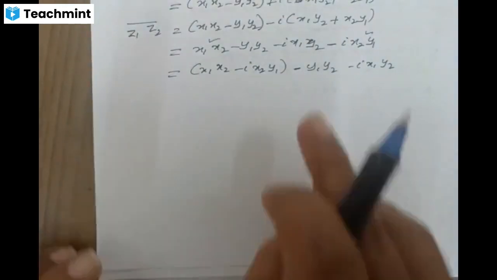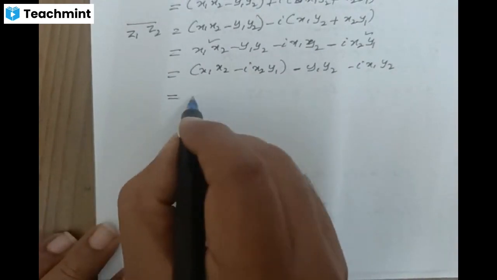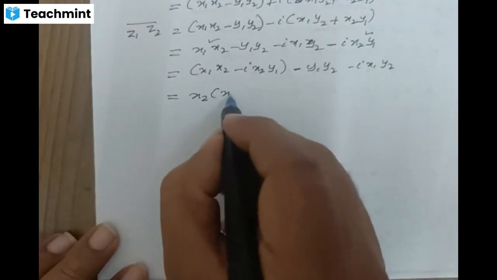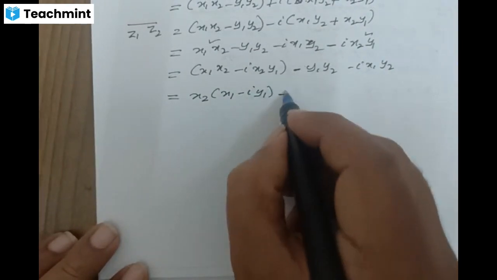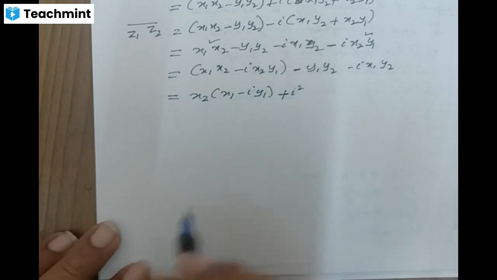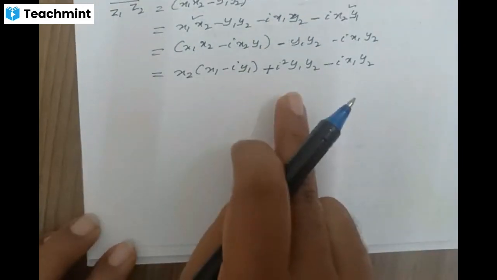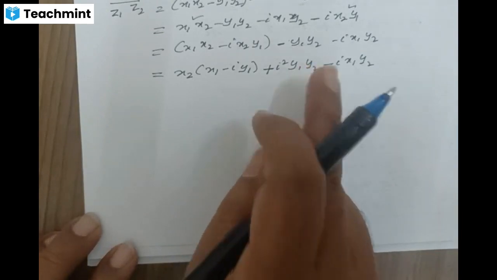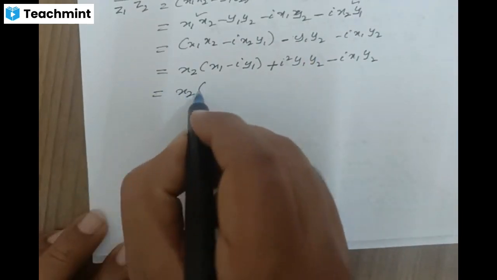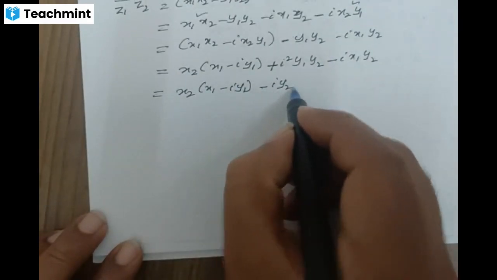So this minus 1, I can write i square. Here x2 is common, I will write x2 into x1 minus i y1. So minus 1 we can write plus i square, and i square is minus 1, so y1 y2 minus i x1 y2. What is the common? I will take minus i y2 common, so x2 into x1 minus i y1, and I will take minus i into y2.